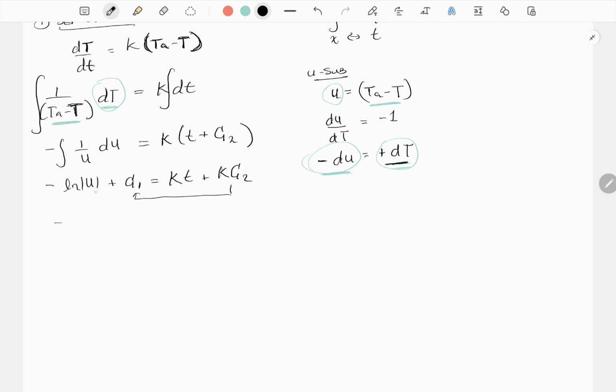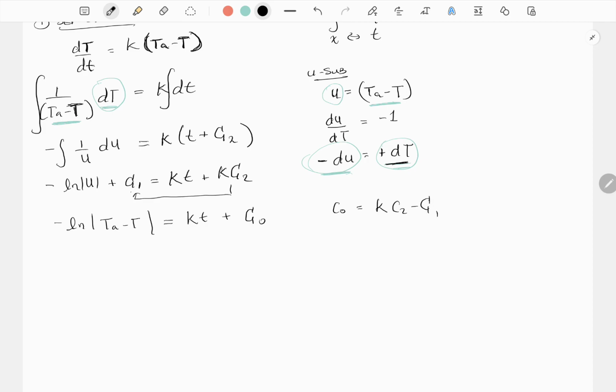Let me plug back in the u. So ln of TA minus t is equal to kt plus, I'm going to call this C naught. When I group the C1 and kC2, I'm going to lump them into a C naught. Literally, C naught is equal to kC2 minus C1, if you're looking for that.